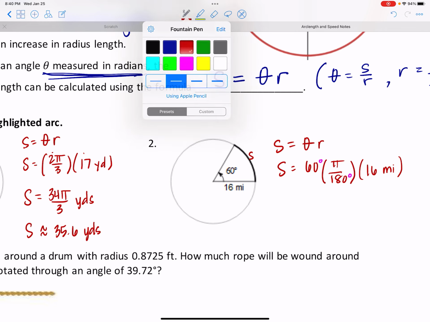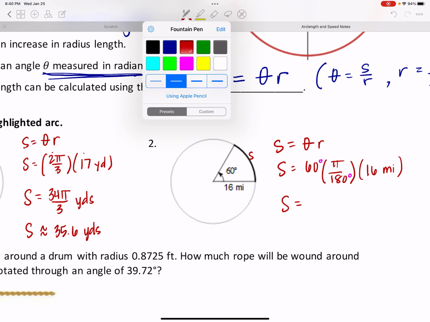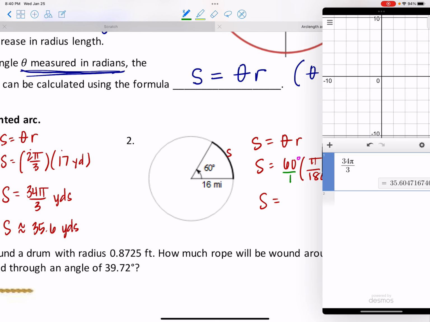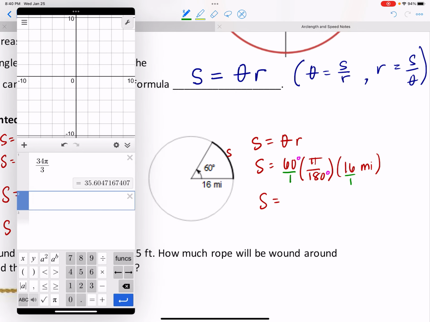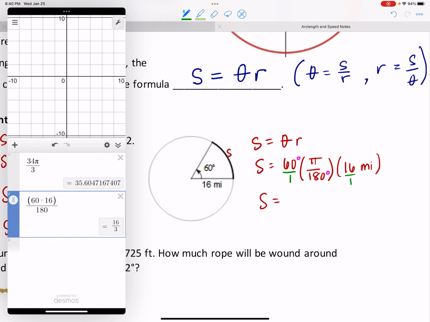Okay, so our arc length, if we were to get an exact answer, again, I could do some reducing. So this is technically 60 over 1, and this is 16 over 1. Let me go to my calculator so I don't mess it up. On the top of my fraction, I have 60 and 16, and on the bottom of the fraction, I have a 180. The calculator will nicely do all that multiplying and dividing, reducing for me. So the 60 times the 16 on the top, divided by the 180 on the bottom, is going to reduce to 16 thirds.